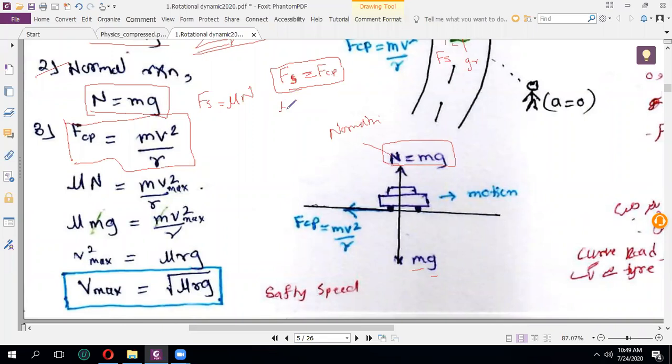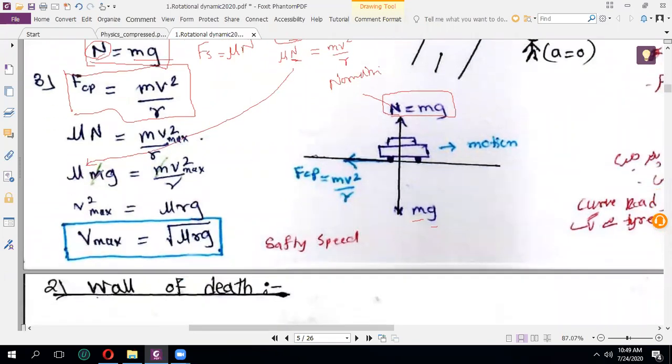Static friction force formula is mu into N, and centripetal force formula is mv square upon r. Now we already know the formula of N is mg. So here in N, what am I putting? mg. Now you have understood this derivation. Now mu mg is equal to mv square upon r.